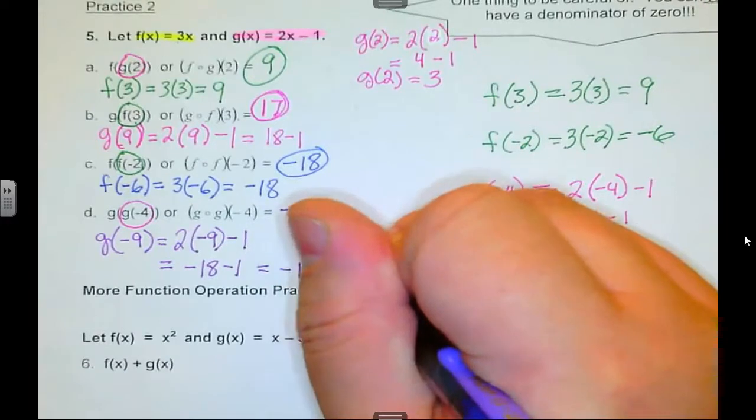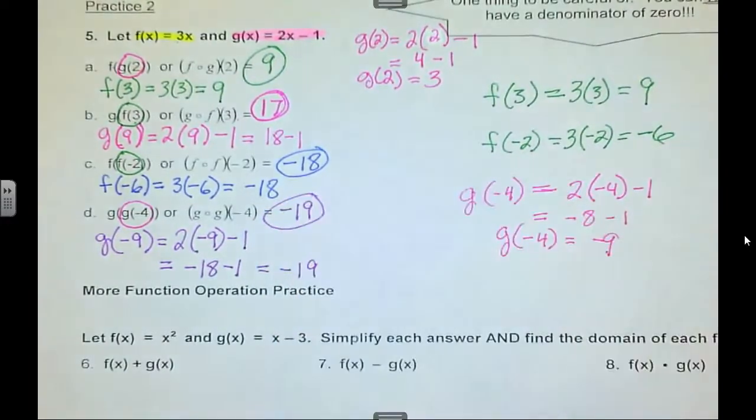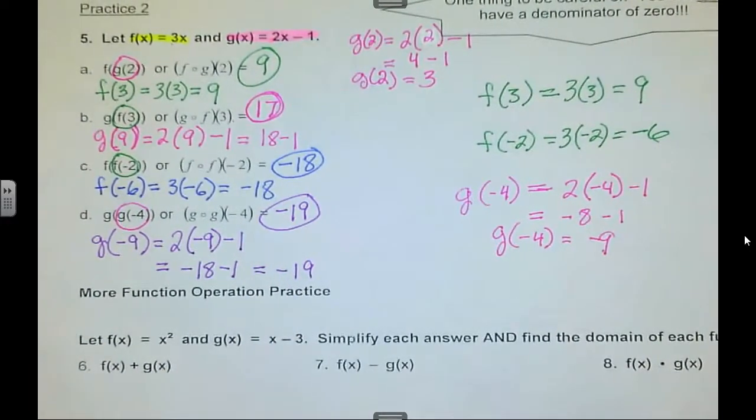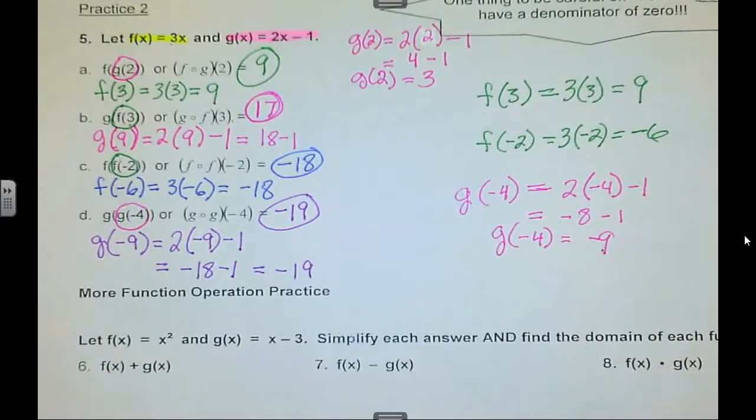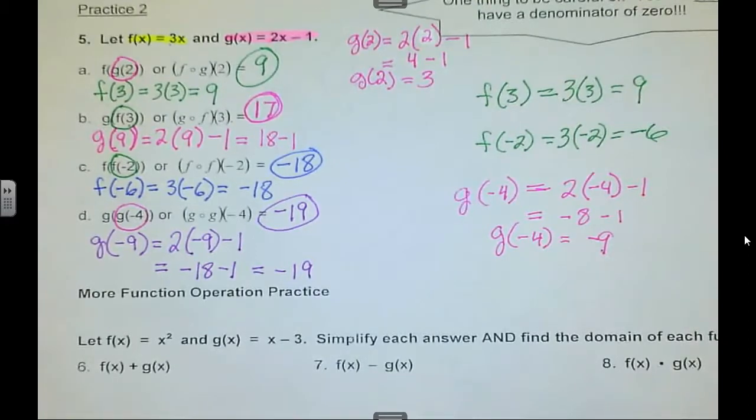Okay. Like I said, these get really, really complicated. What is today, Wednesday? I don't think so. I don't think we're going to have enough time.